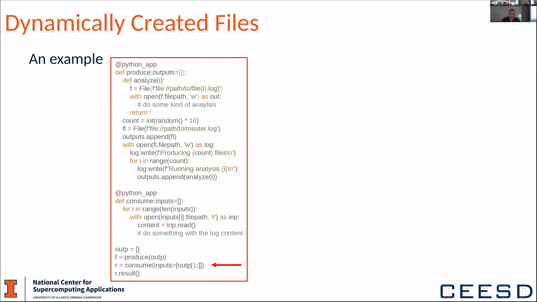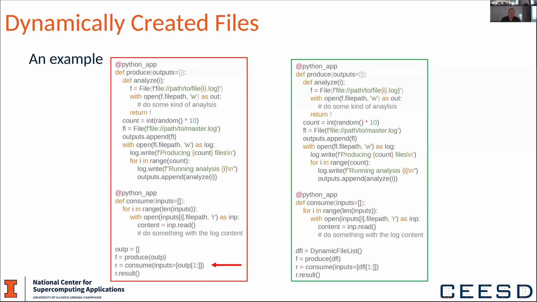Now, the issue is that your workflow will crash here, because when parsl is creating the DAG, it doesn't see that there's a connection between these two, because this is an empty list when it's creating the DAG. So it tries to run them in parallel. And when you try to take a list that has nothing in it, starting at index 1, it doesn't work out so well. But if you use this dynamic file list, you can essentially just substitute it right in, and the workflow will see this as a future. It'll wait for it until it's complete, and then continue the processing afterwards.